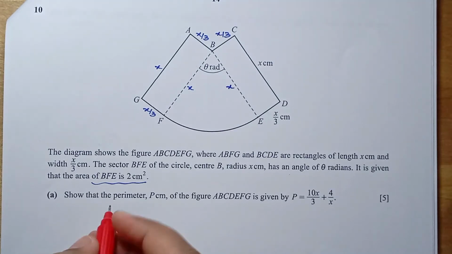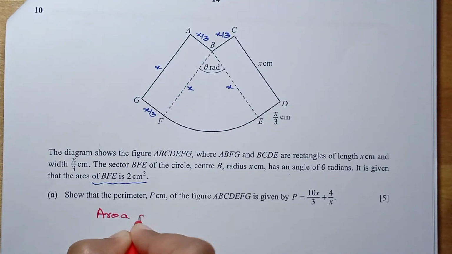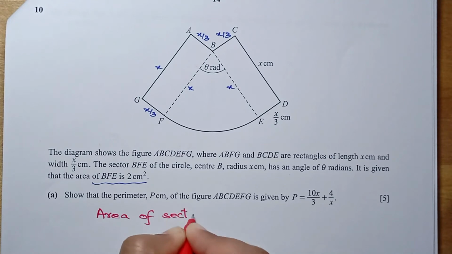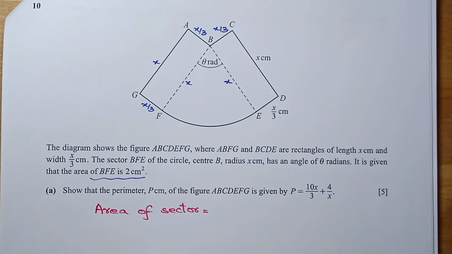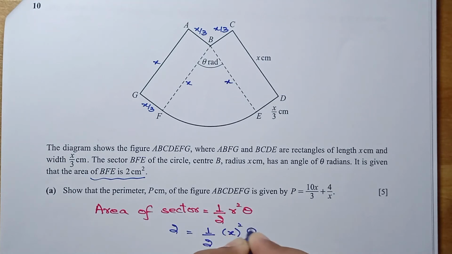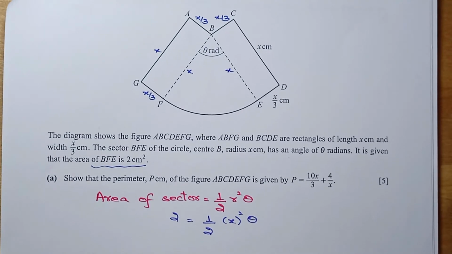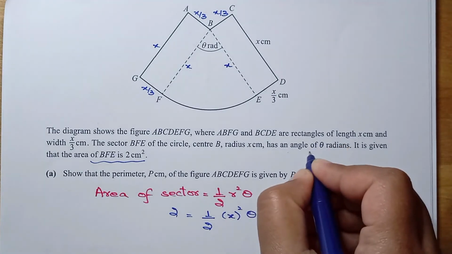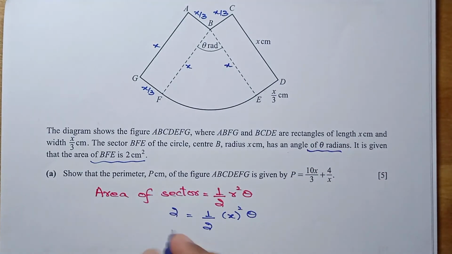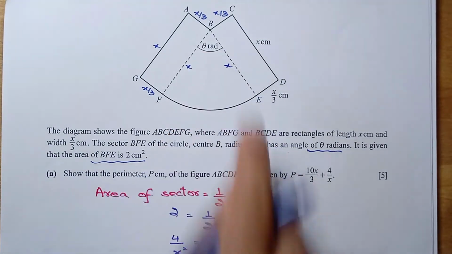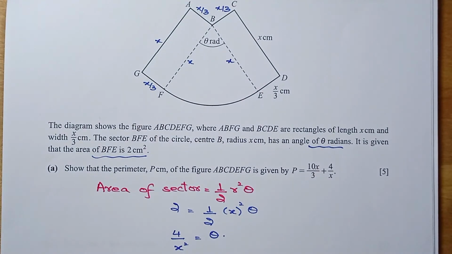So the area of a sector of a circle in terms of radians has the formula half r squared theta, right? So the area of the sector is 2, and this is half, the radius is x squared, and theta is theta radians. We can find the value of theta from here, because we need to find theta. So 2 times 2 is 4, over x squared, equals theta. So theta is 4 by x squared, right?